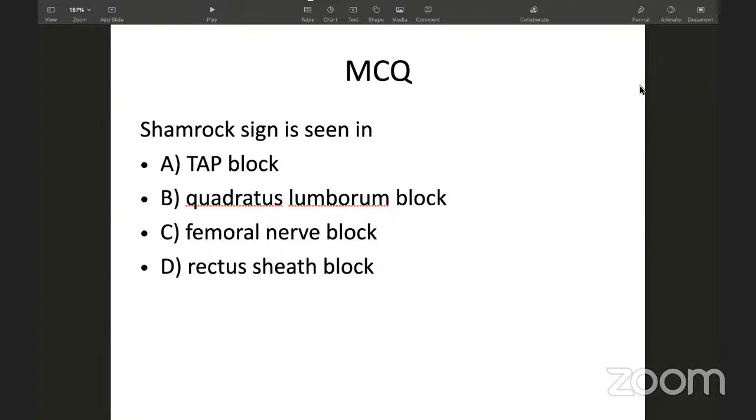Next. Shamrock sign is seen in TAP block, quadratus lumborum block, femoral nerve block, rectus sheath block. This is difficult, I know. Yeah, we are giving answers. So the answer is B. B. They have given B. Fine. Thumbs up sign. Nice. Next.